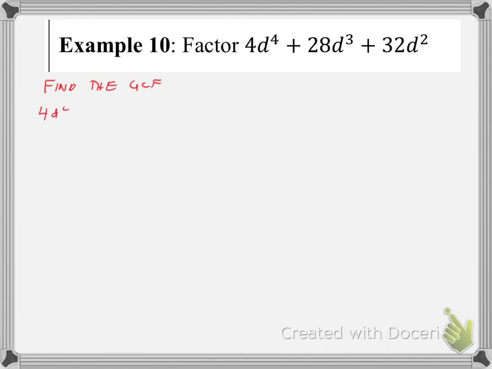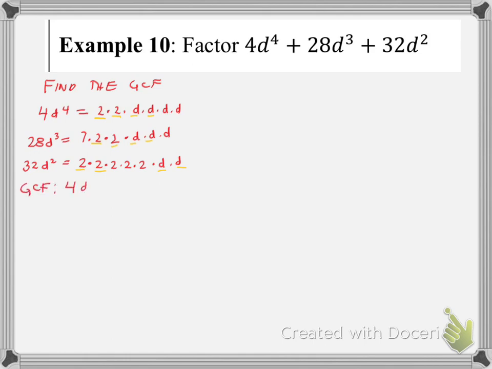Okay, so 4d to the 4th, breaking it down to its prime factorization, that's 2 times 2 times d times d times d times d. 28d cubed will be 7 times 4, but factored into its prime factorization, is 7 times 2 times 2 times d times d times d. And then 32d squared is 2 to the 5th, so 5 2's, times d times d. Okay, and we have 2 2's in each, and I think we have 2 d's in each, right? So that's the most we can factor out. And so our GCF then will be 4d squared.